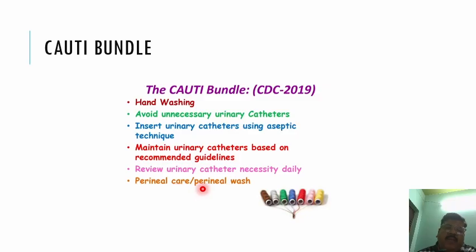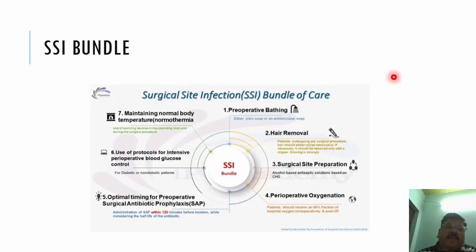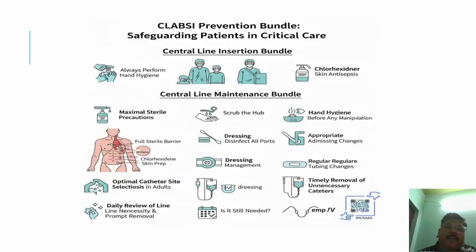So perianal care or perianal wash is very important. Then the surgical site bundle: preoperative bathing, hair removal, surgical site preparation, perioperative oxygenation, optimal timing of surgical antibiotic prophylaxis, use of protocols for intensive perioperative blood glucose control, and maintaining normal body temperature. So these are the surgical site bundles.